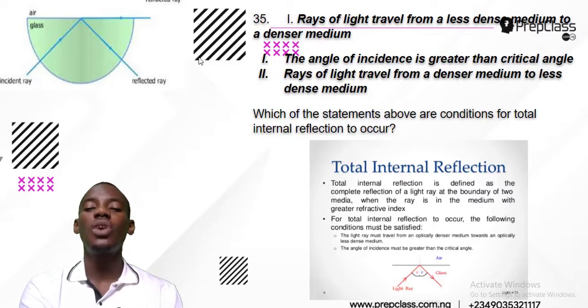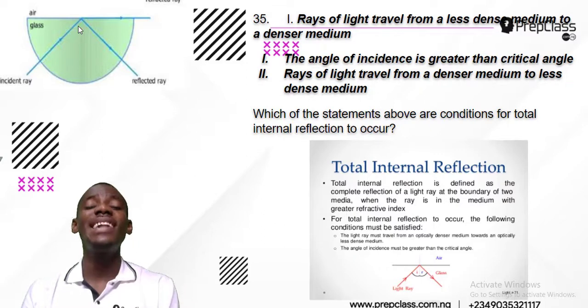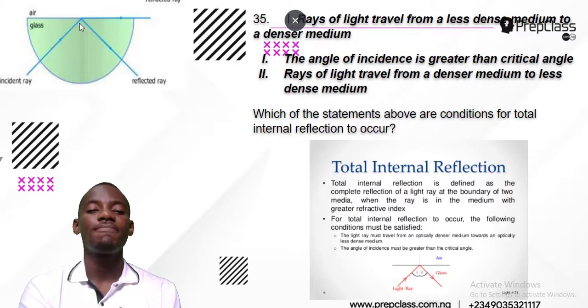And the second condition is the second thing here. The angle of incidence must be greater than the critical angle. That means the angle of incidence must be greater than the critical angle, and that's what we have here. Critical angle is an incident angle whose refractive angle is 90 degrees. Now in this case, the angle of incidence must be more than that.